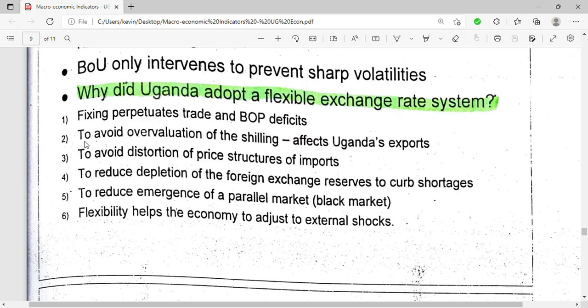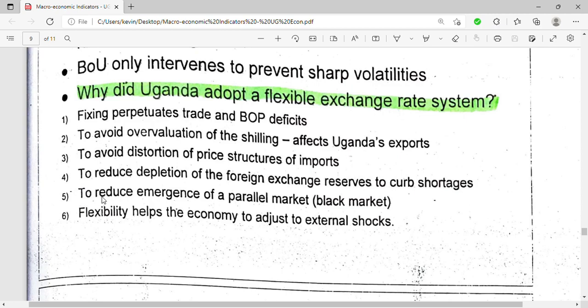Then to avoid overvaluation of the shilling, which affects Uganda's exports. So if you set a fixed exchange rate, you might overvalue the shilling, yet it is not supposed to have that value. So you just leave it to determine itself according to the demand and supply. Then to avoid distortion of price structures of imports. Then another reason is to reduce the depletion of foreign exchange reserves to curb shortages.